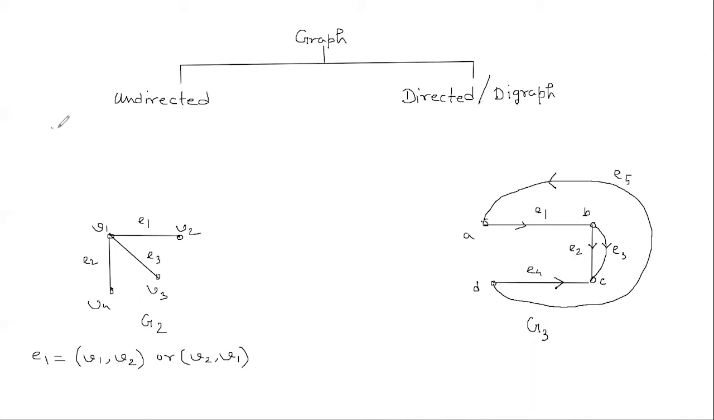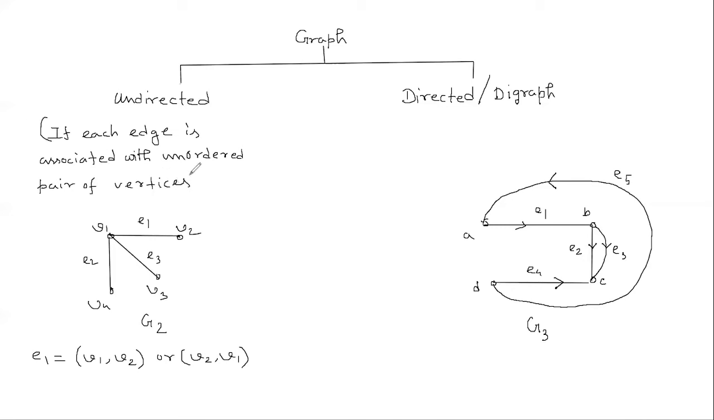And if all the edges belonging to a graph are associated with unordered pair of vertices, then we say the graph is an undirected graph. So if each edge is associated with unordered pair of vertices, then we say a graph to be undirected graph, for example, G2. Secondly, what is called directed edge?